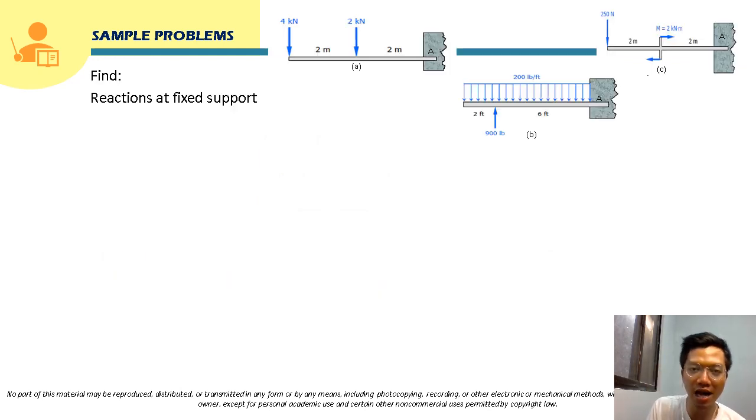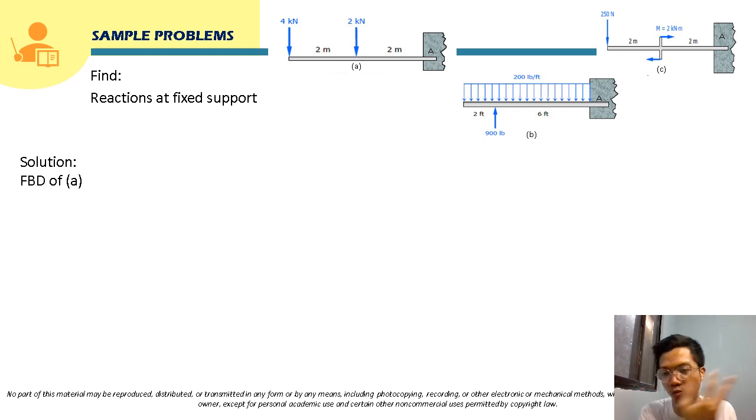Okay, so for beam A, the first beam, we will draw its free body diagram. So this is the first beam. It is fixed supported at one end, at point A. Now, drawing its free body diagram.